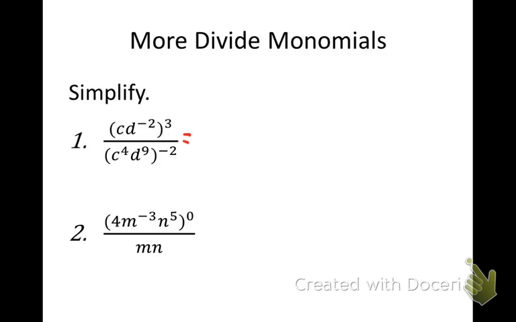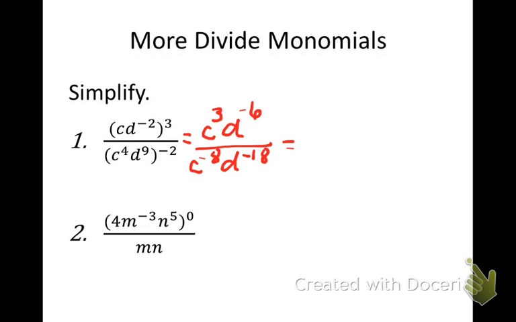So to simplify this first one, it's going to be c to the third d to the negative 6. In the denominator, it'll be c to the 4 times negative 2, which makes it negative 8, d to the negative 18th. So that was using rules that we've already learned. And now we're going to use the dividing rules.